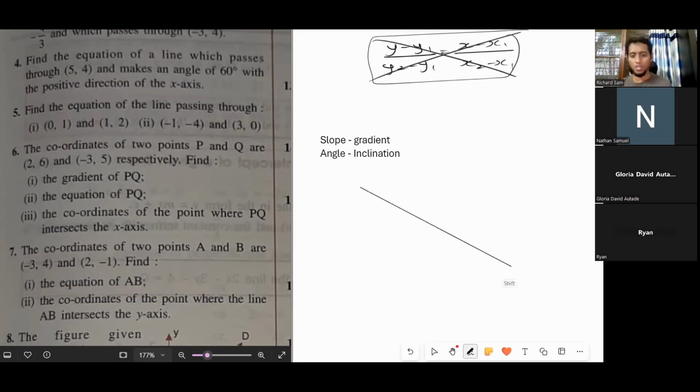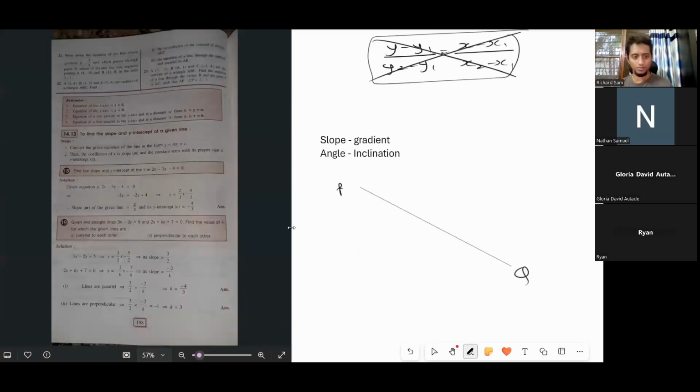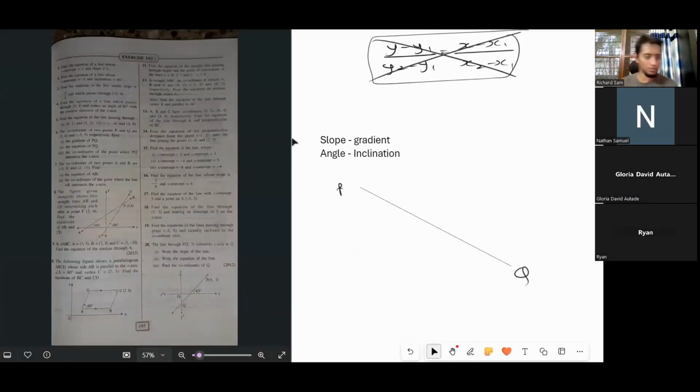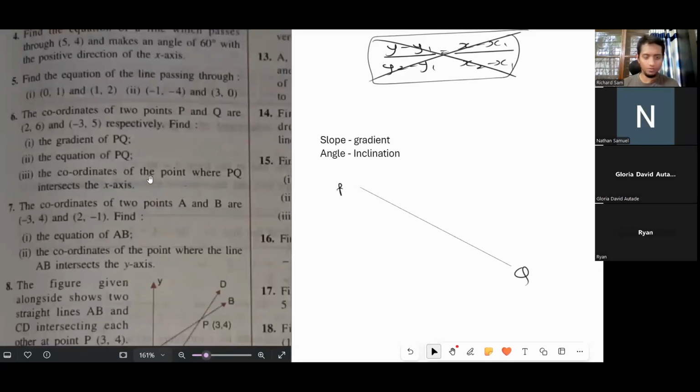So if this is PQ, they're asking at what point does the line intersect the x-axis? So what do we know about the x-axis? It's (x, 0), its y coordinate is 0. So we need to find this x coordinate.